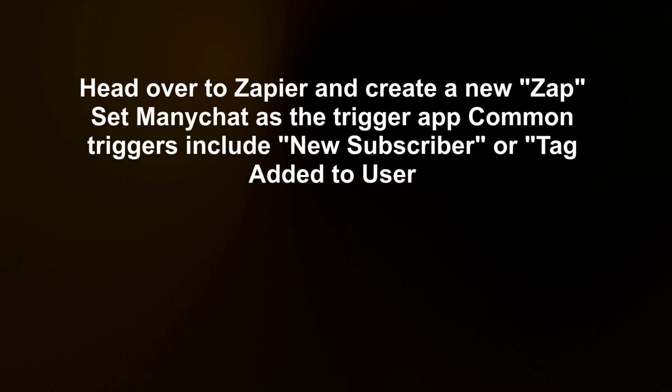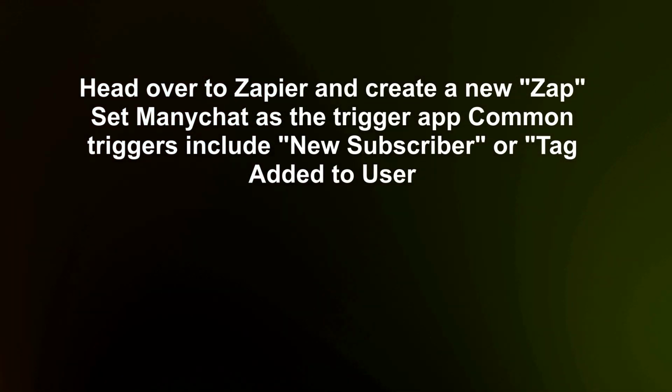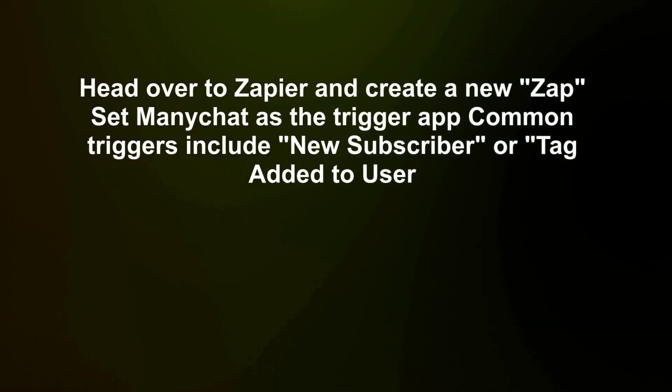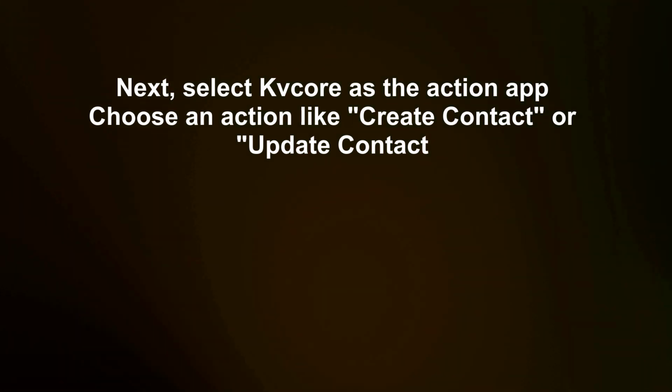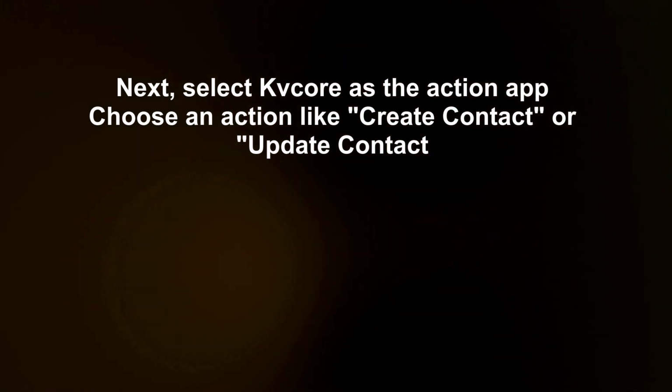Head over to Zapier and create a new Zap. Set Manychat as the trigger app. Common triggers include new subscriber or tag added to user. Next, select Kvcore as the action app. Choose an action, like create contact or update contact.